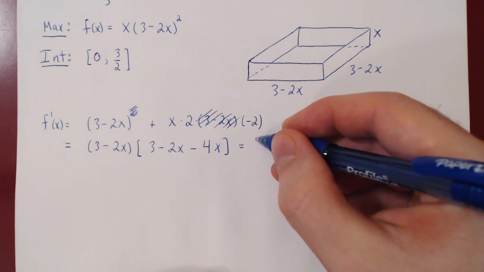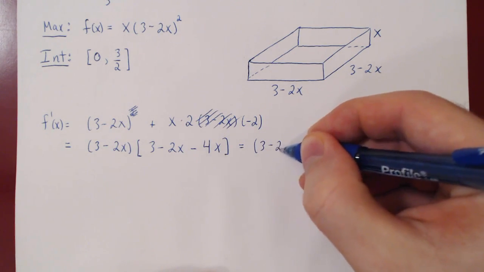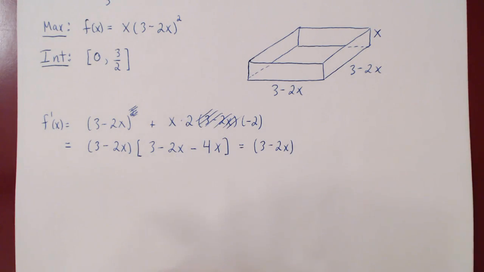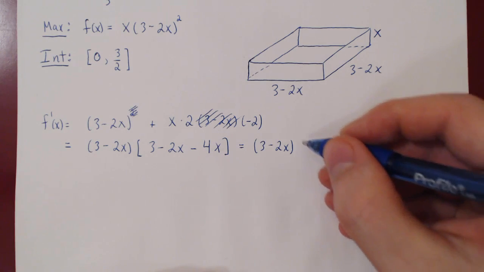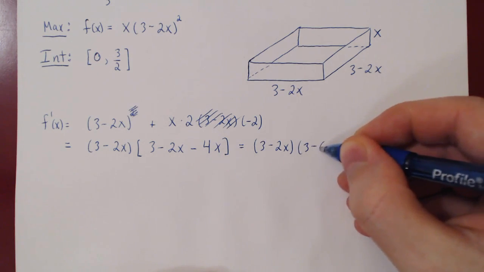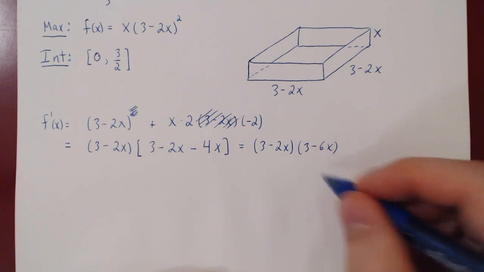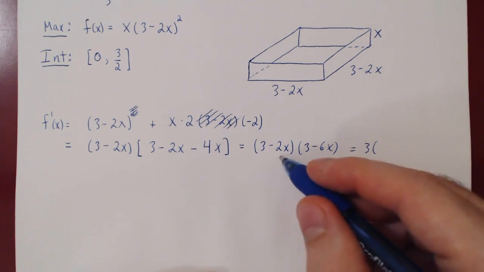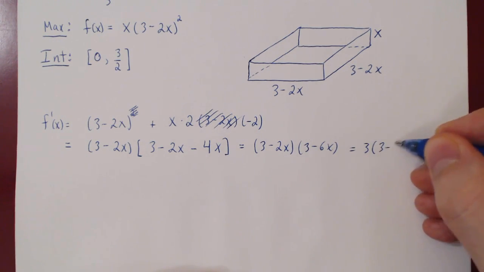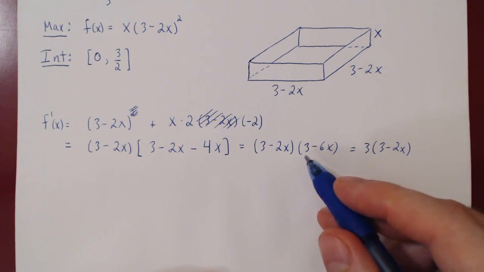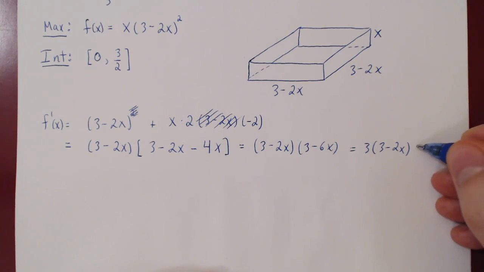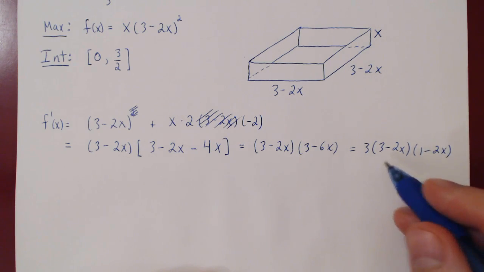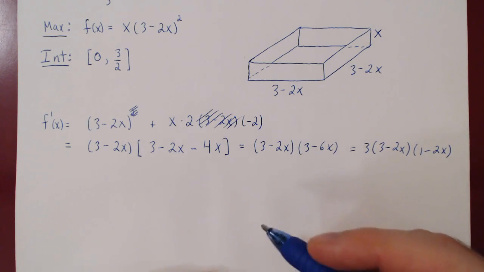Three minus 2x times 3 minus 6x. We can factor 3 here, and if you put it up front, we'll have 3 times 3 minus 2x, and you're left with 1 minus 2x. And now you have your derivative fully factored.